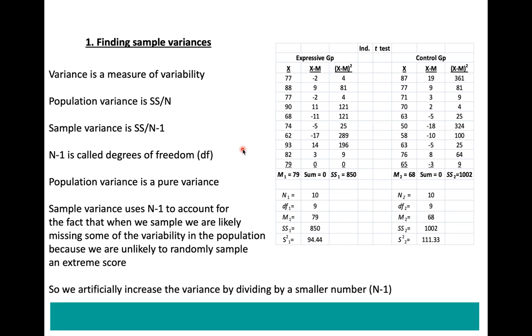The sample variance takes into account the error that will undoubtedly occur because we're using a sample instead of using the population. So basically, by using n minus 1 instead of n for our sample variance, we artificially inflate the variance to account for the fact that we're working with a sample and not the overall population. Now, why would we do that? Because we know that if you pull from just a sample, you're unlikely to capture the extremes of a variable.